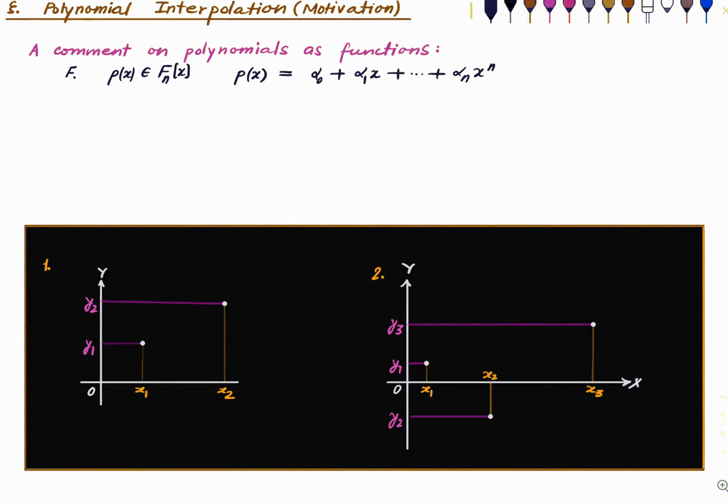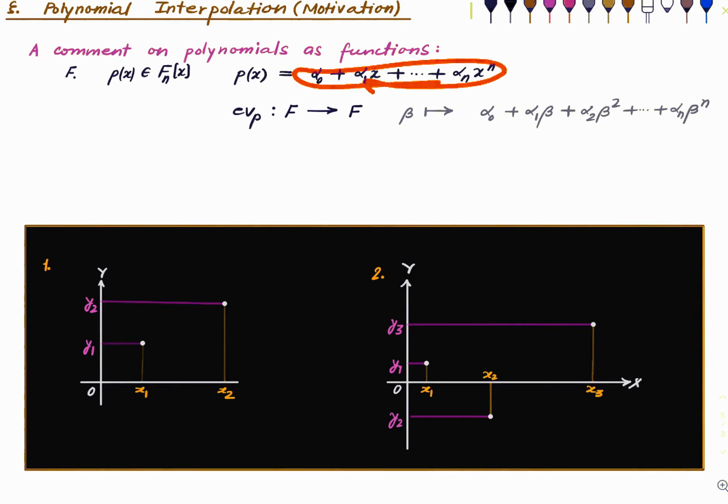But given such a polynomial, we can define a function, an evaluation function coming from P, which consumes an element of the field and outputs an element of the field. How is it defined? It takes an element beta and outputs this particular element of the field. So what's going on? All we have done is just substitute beta in place of x. Here x was just a placeholder. It did not have any meaning, so to say. But here we are getting a function. It consumes an element of the field and produces this element of the field.